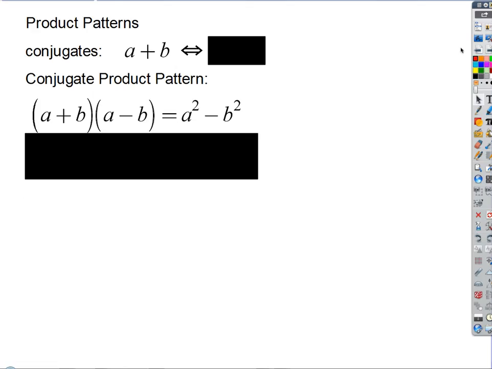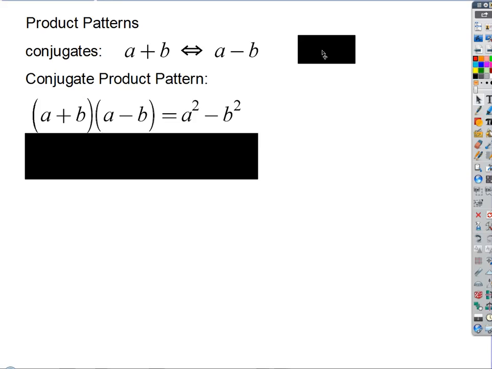So first thing I want to remind you about, we talked about conjugates earlier in the year. Conjugates are just a pattern when I have a binomial. When I've got two terms, like for example, A plus B, what's the conjugate of that? Do you remember? The conjugate of, what is it? No? All it is, really simple. The conjugate is just the same binomial with the other operation. So if we started off with A plus B, the conjugate of A plus B is A minus B. What's the conjugate of A minus B? A plus B, right? That's all there is to it.